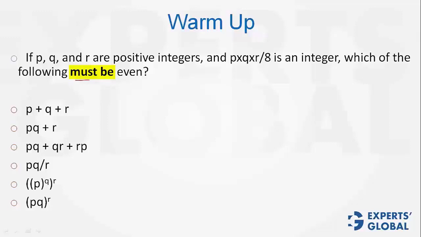One possibility is that only one of them is even. Something like this: p equals 8, q equals 3, r equals 5. The other possibility is that 2 of them are even integers. Say p equals 4, q equals 2, and r equals, say, 3. The other possibility is that all 3 of them are even integers. Something like this. Now let's play around.